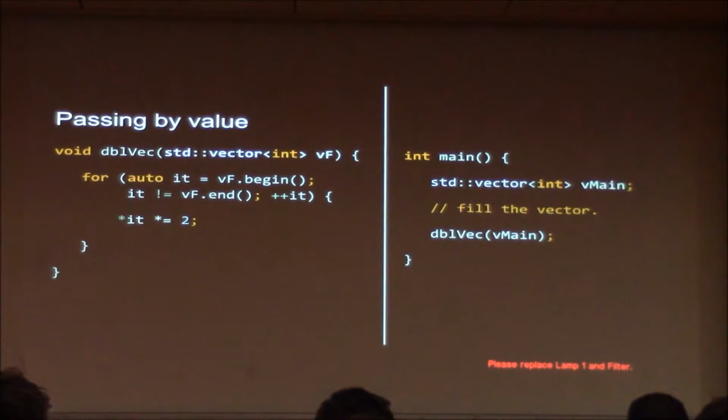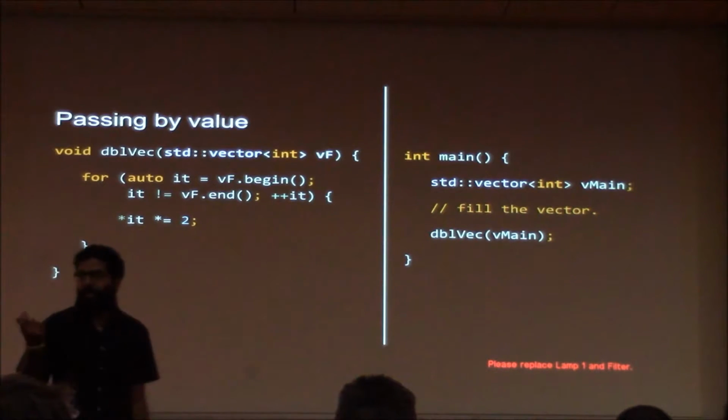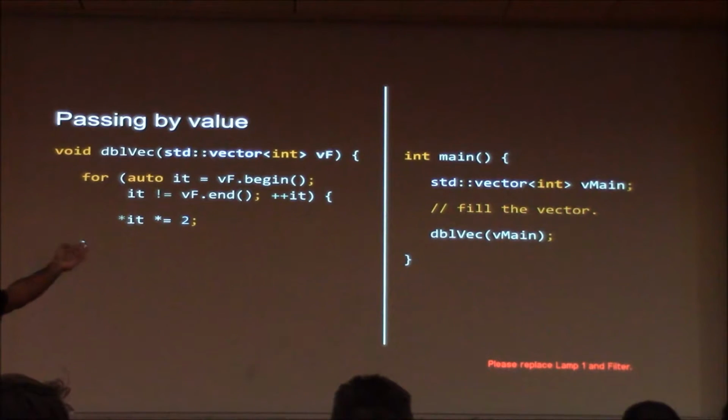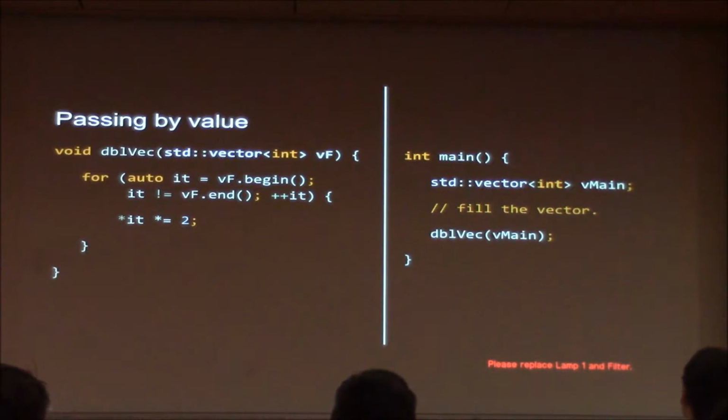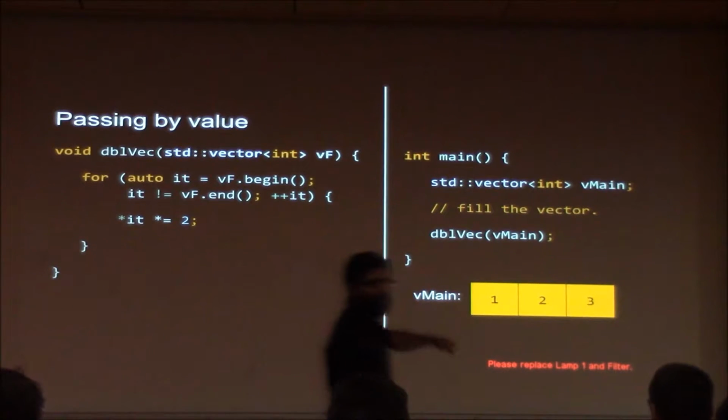And then assume we have the main function here. In the main, we have a std vector of integer v main. V main just stands for the vector that is inside the main function. And assume we have some code for filling the vector using pushbacks. And then we call this particular function here, dbl vec, double the vector, sending in this v main.